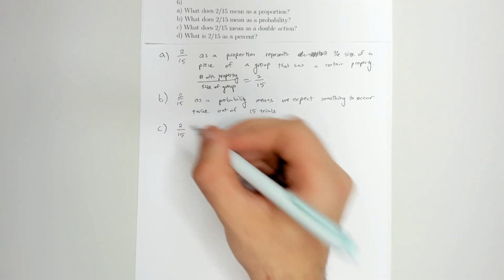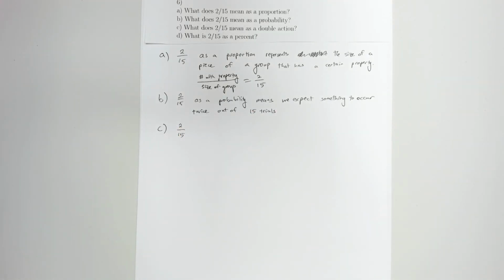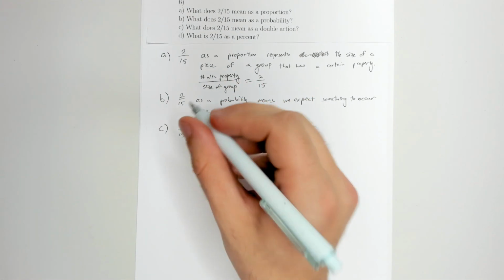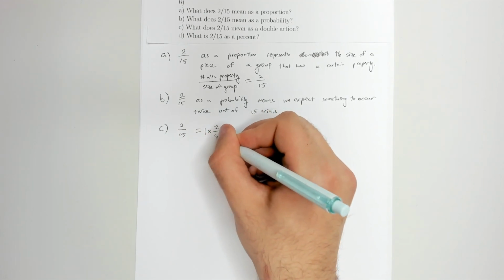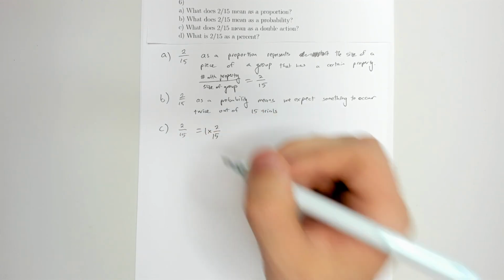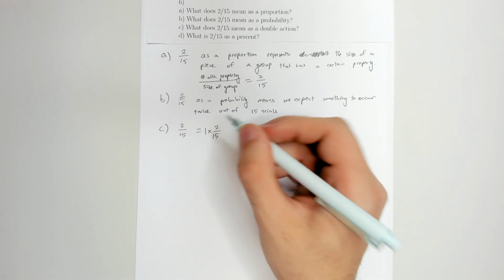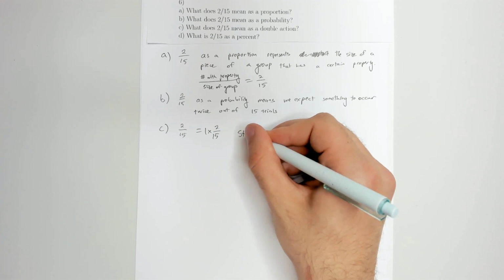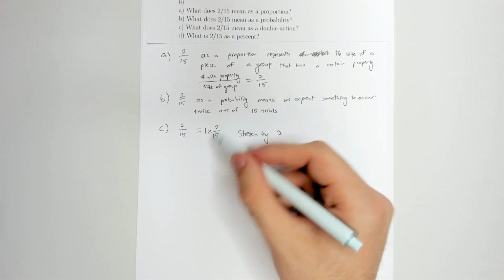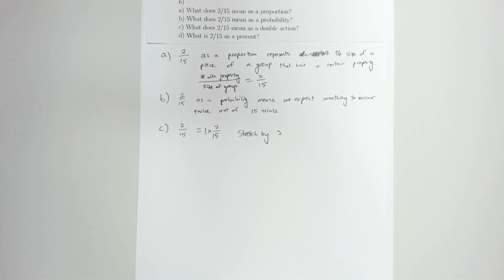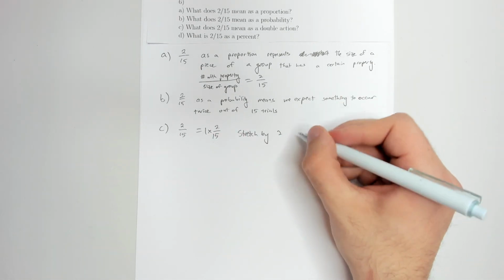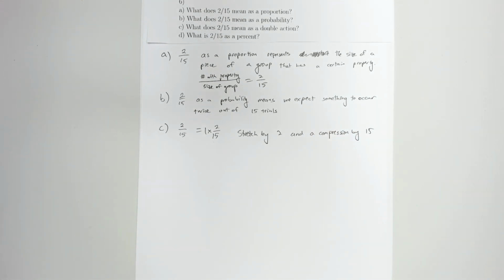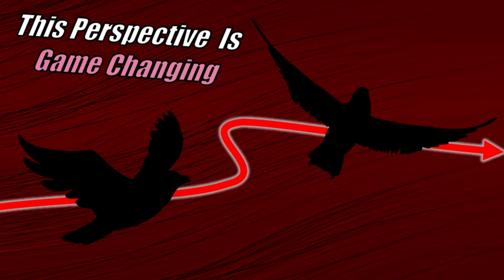All right, next up it asks, what does 2/15 mean as a double action? We talked about the double action perspective as when we thought about 2/15 as being maybe 1 times 2/15, where we can think about the number itself as an action. The numerator is a stretching, so this is a stretch by 2, but the denominator being over 15, or dividing by 15, corresponded to a compression. So 2/15 represents a stretch by 2 and a compression by 15. We discussed this perspective in depth in episode 37 of the series.